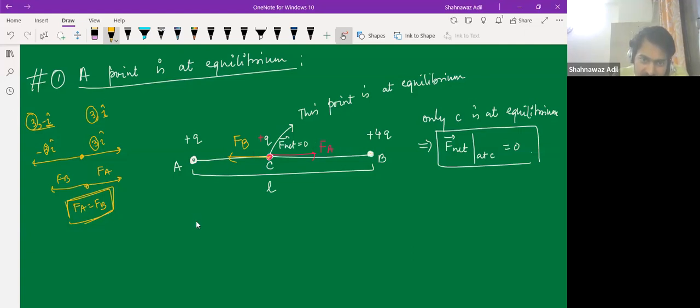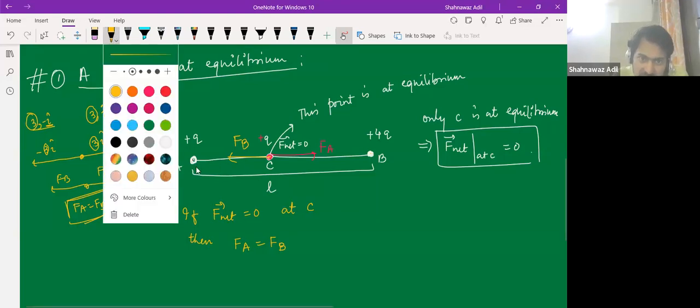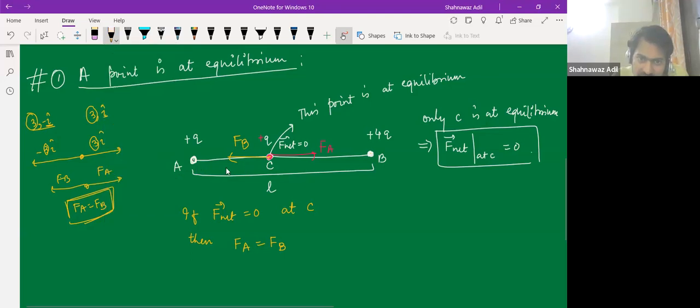So if F net is 0 at C, then FA should be equal to FB, right? We have to figure out what distance we have to place this charge at so that this point is at equilibrium. So let's say this is X. What would be this length? Total is L, this is X. What would be this distance?